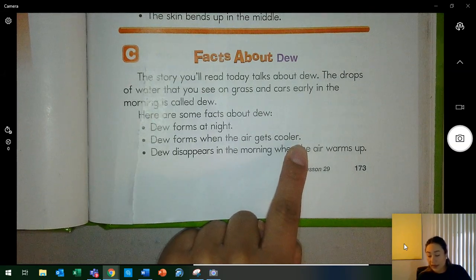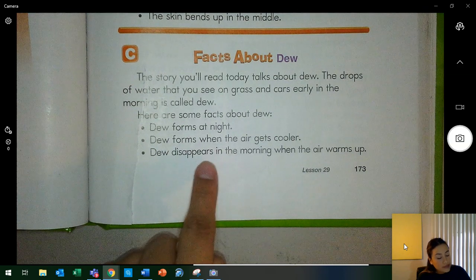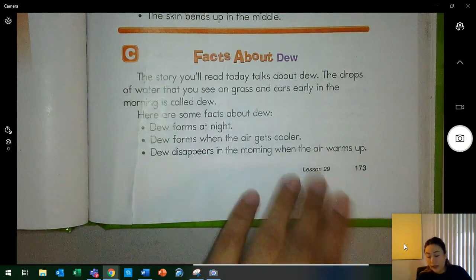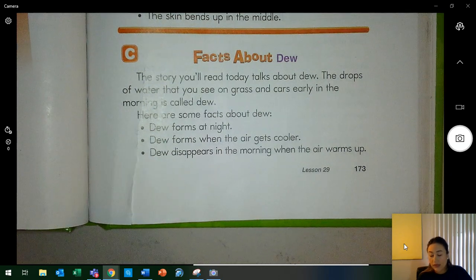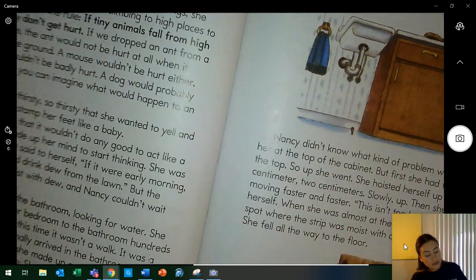Why does dew form at night and not during the daytime? Get ready. Right, because the air is cool at night. Keep tracking. Dew disappears in the morning when the air warms up. Stop right there. What makes the dew disappear? Get ready. Yes, the warm air. Okay, everybody turn the page.